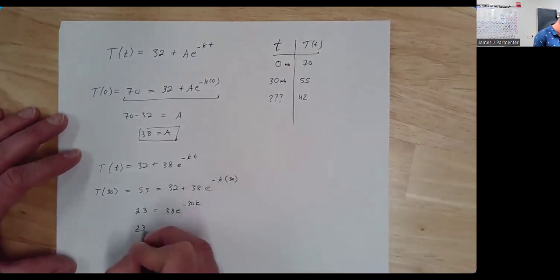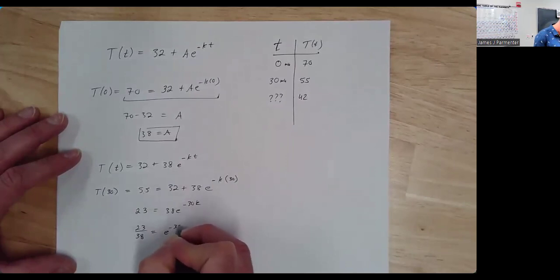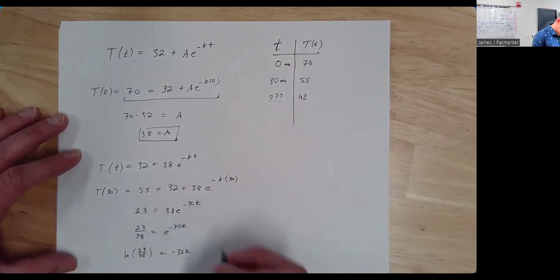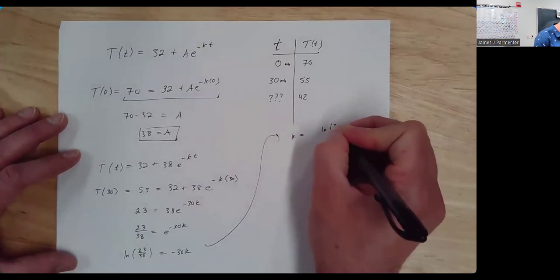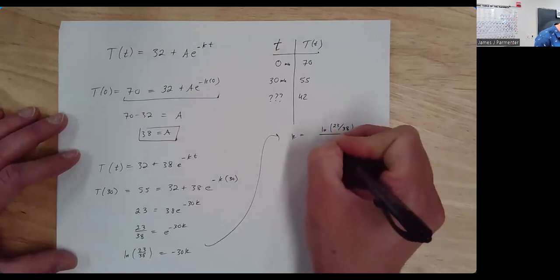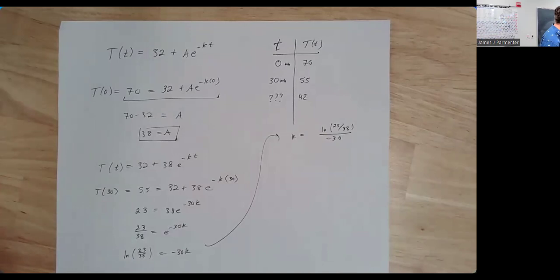Divide by 38. Take the natural log of both sides, and the natural log of 23 over 38 equals just negative 30k. So then we end up getting that k is equal to the natural log of 23 over 38 divided by negative 30. Which I would point out is a positive number. The natural log of 23 over 38 is the natural log of a number that's less than 1, so it's negative, and then that negative number divided by negative 30 is positive.